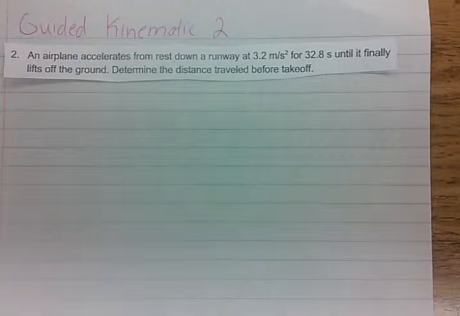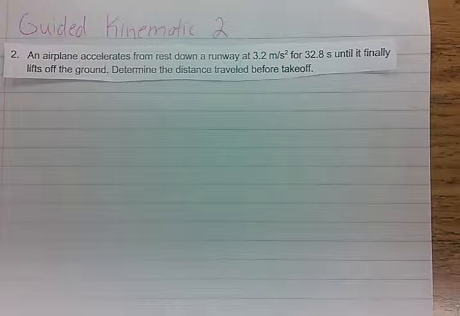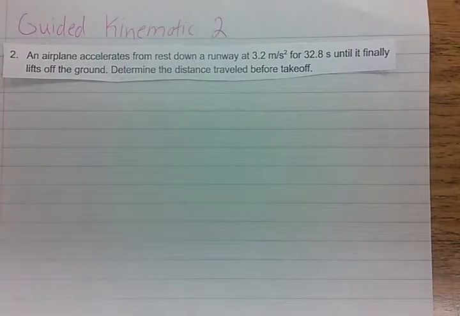I'm calling this video Guided Kinematic number 2. An airplane accelerates from rest down a runway at 3.2 meters per second squared for 32.8 seconds until it finally lifts off the ground. Determine the distance traveled before takeoff.